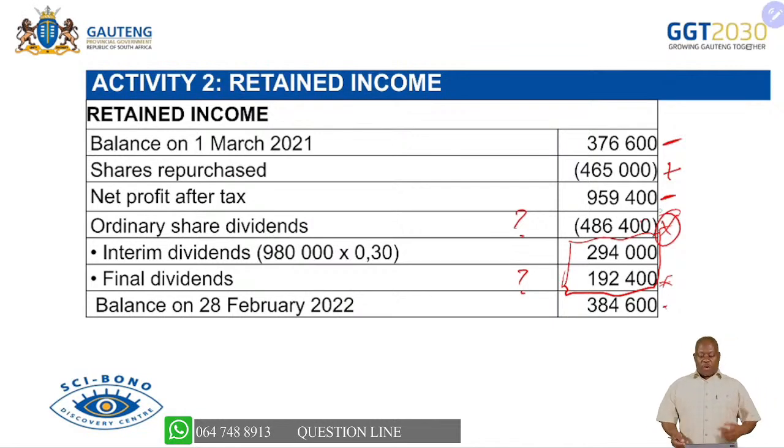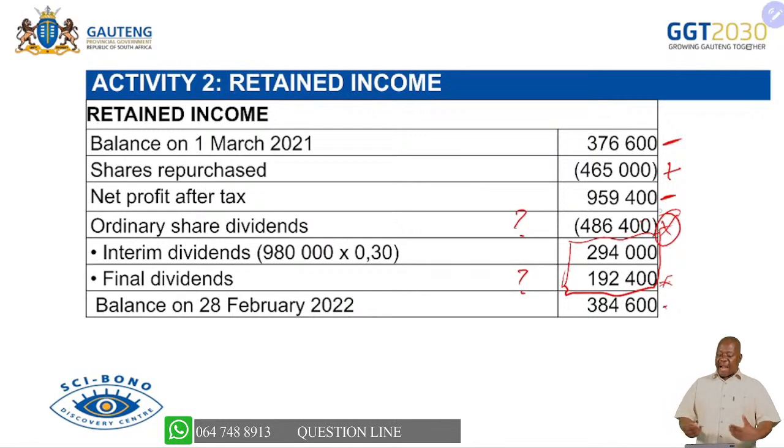486,400. You are starting from the bottom. You say minus 959,400. Which one is this one? Net profit for the year. Why are we subtracting it? Because when we're coming from the top, it's always what? Added. But this time we are coming from the bottom. So we must subtract it.